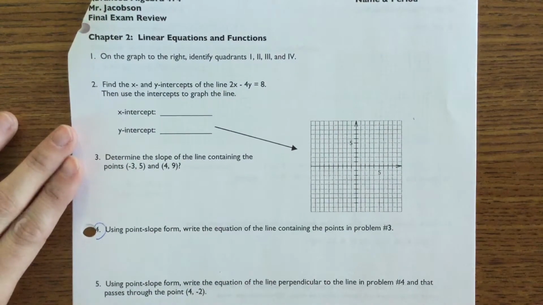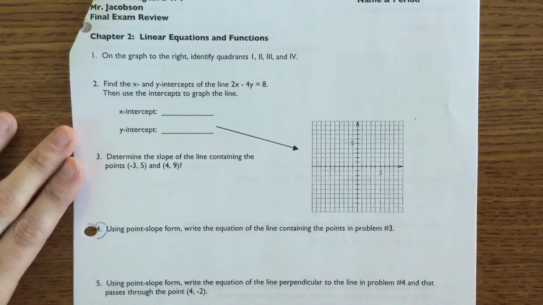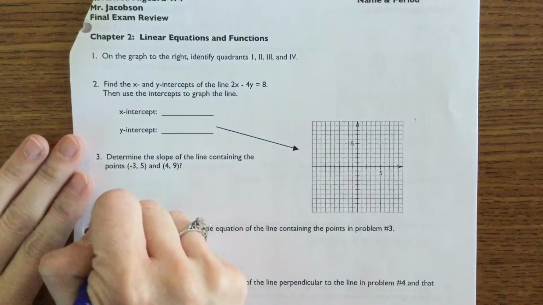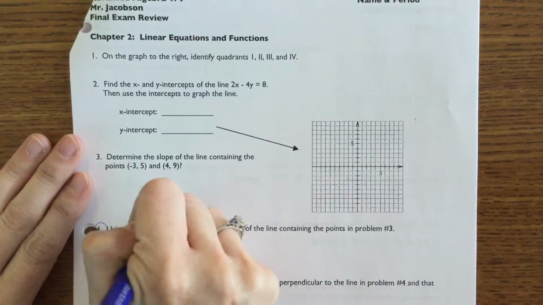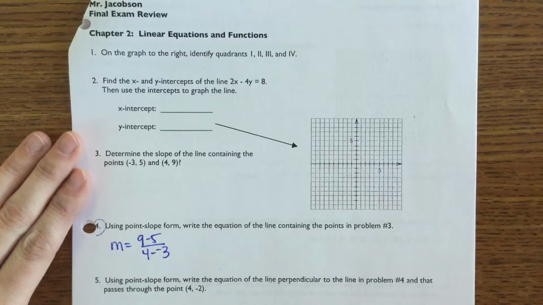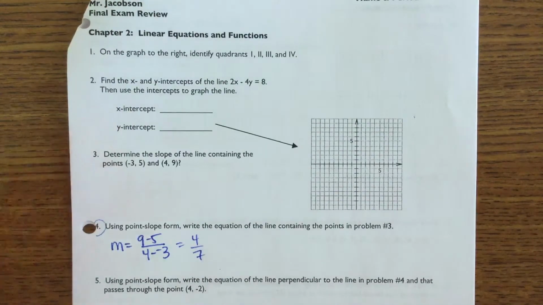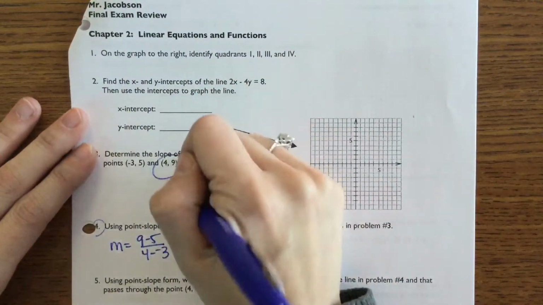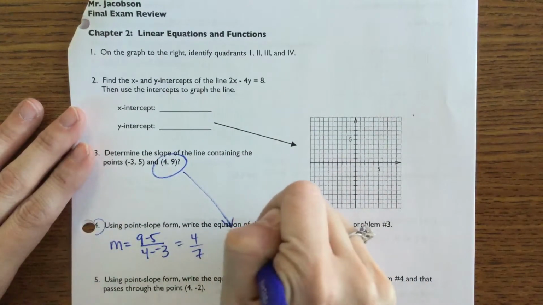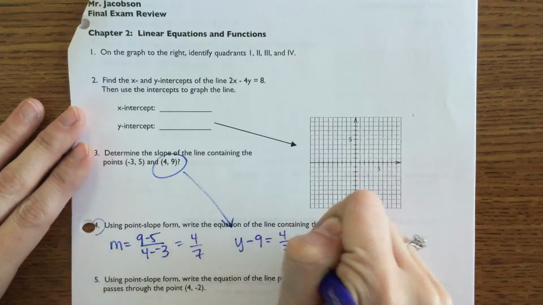Problem 4. Using point slope form, write the equation of the line containing the points in problem number 3. What's the first thing we have to do? Find the slope. So slope is going to be y minus y over x minus x. So 9 minus 5 is going to give me 4 over 7. Point slope form, you can use either point. Miranda, do you want to use -3 comma 5 or 4 comma 9? 4 comma 9, please. I would prefer that one also. Me too. Good, I'm glad we all agree. So we get y minus 9 equals 4/7 times x minus 4.